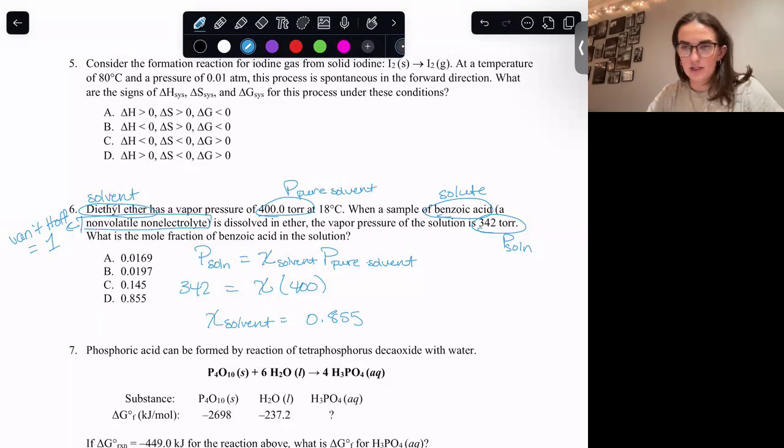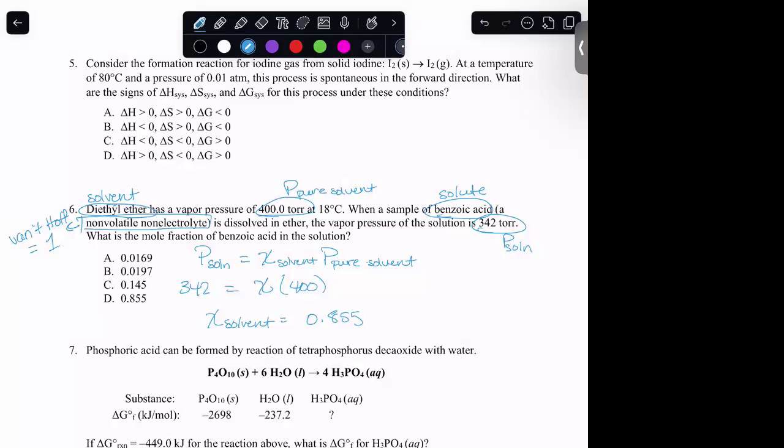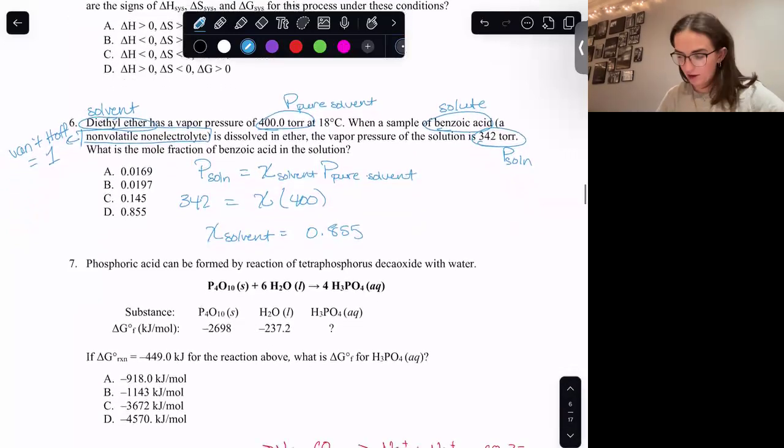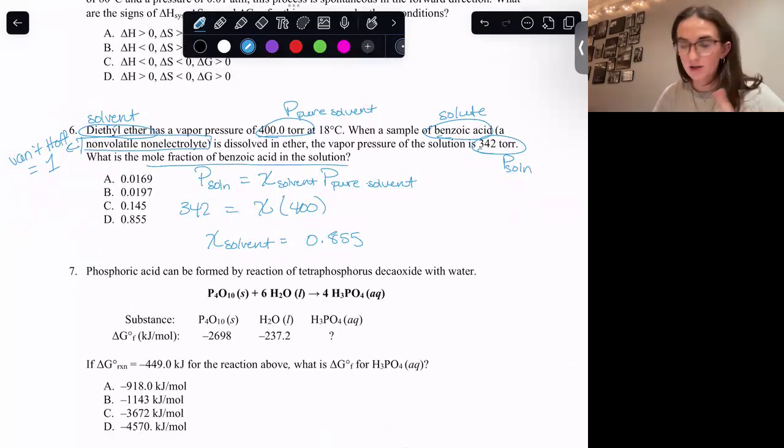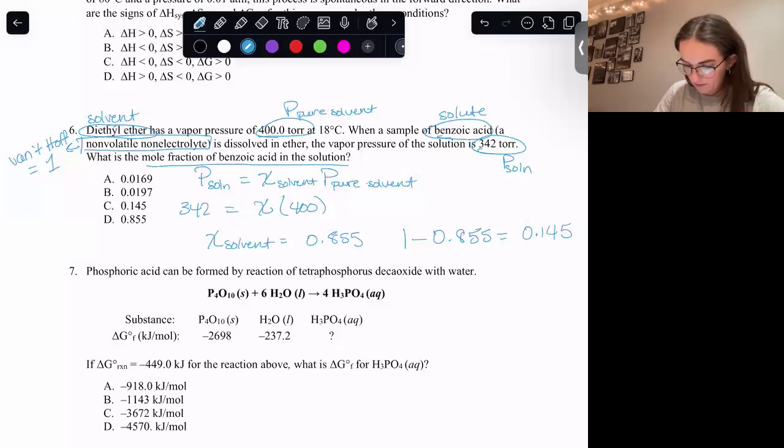Right, is the answer choice D here? No, because it's asking for the solute. Perfect, right? We do have to solve for the solute. So it's the fraction of the benzoic acid, but we solve for the solvent. So we're just going to take 1 minus 0.855, excuse me. So this gets 0.145. So this should be C.